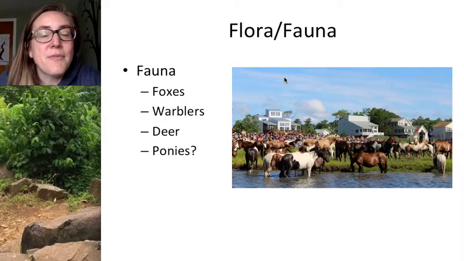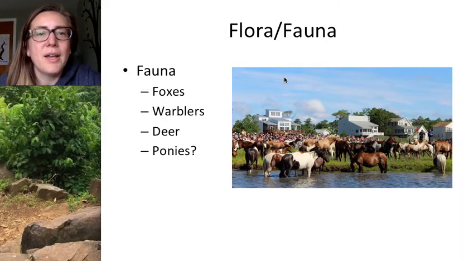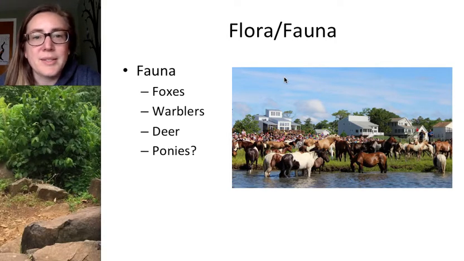So other types of fauna then that are going to be living within the maritime forest. You're going to have a lot more larger mammal species, so fox, deer, even the ponies on Assateague and Chincoteague Islands, but also other organisms like some birds or warblers you will find in this maritime forest.